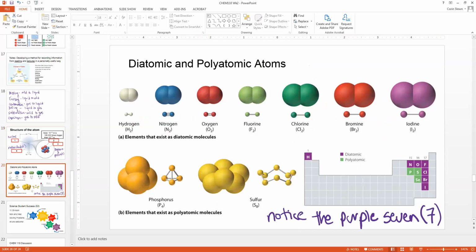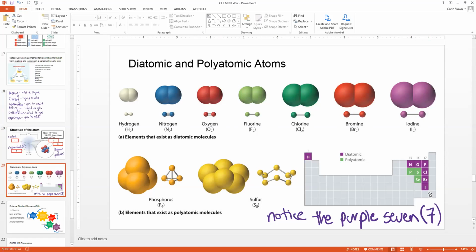The last thing we're going to talk about is diatomic and polyatomic atoms. So you can read about these in chapter 2, and it's going to be really useful for you to have several that you can recollect. So hydrogen, nitrogen, oxygen, fluorine, chlorine, bromine, and iodine. Notice they form the number 7 on the right-hand side of the periodic table.